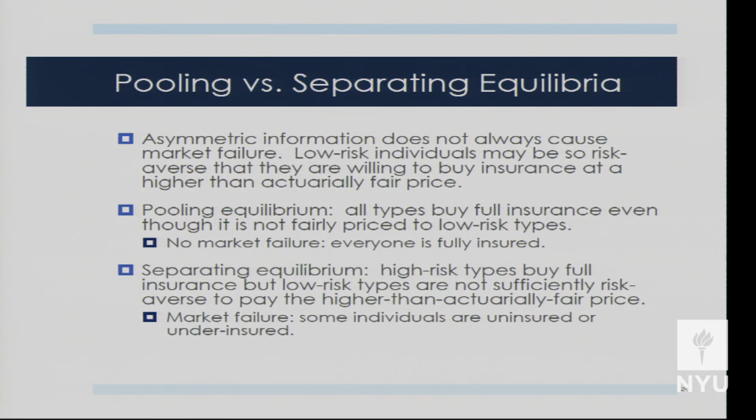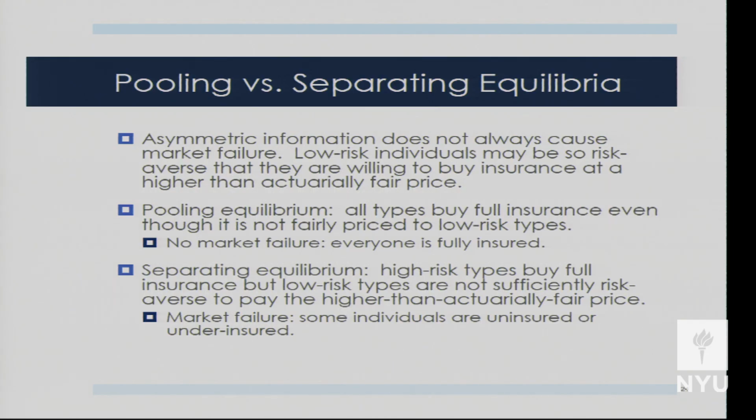There are cases or situations where the low-risk type knows that the premium is above what's actuarially fair for them, but is still willing to buy insurance. What is true in that case? The low-risk type is very risk-averse. When the low-risk type is also very risk-averse, he or she is also willing to buy the non-actuarially fairly priced insurance policy.